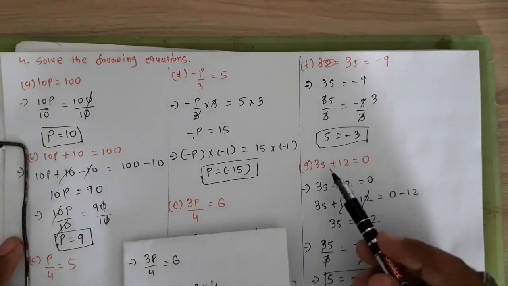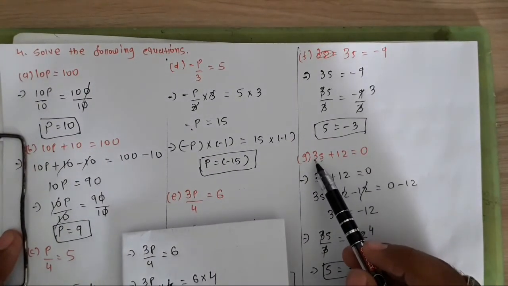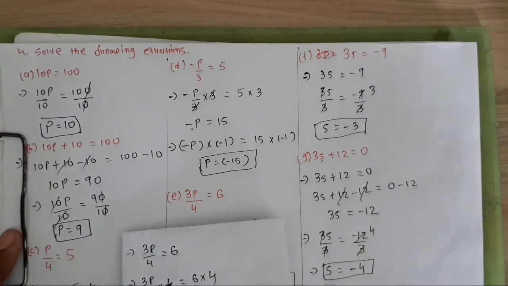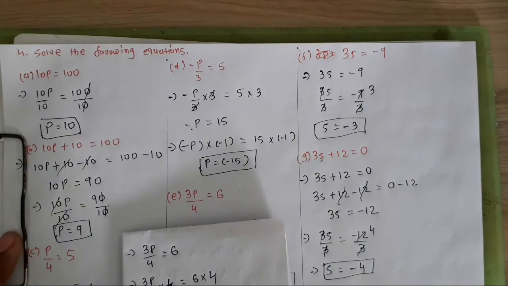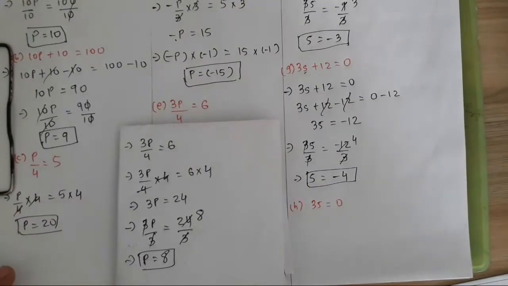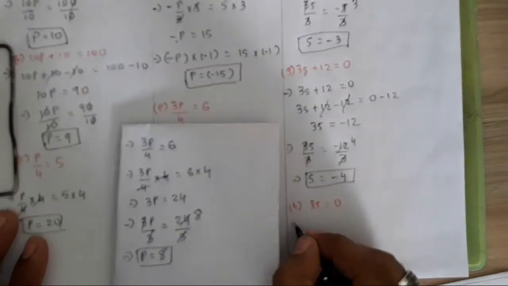If I put minus 4 in place of s, then I will get minus 4 into 3, minus 12, plus 12. It will be cancelled and it will become 0. So this is how we have to solve this type of equation. Now the next one, 3s is equal to 0. Now here I have to find the value of s. For that, I have to remove this 3.